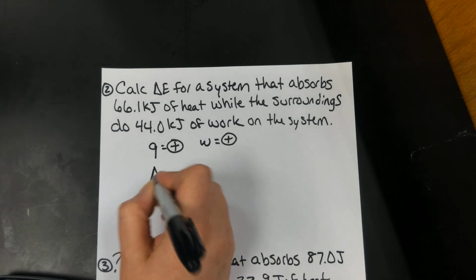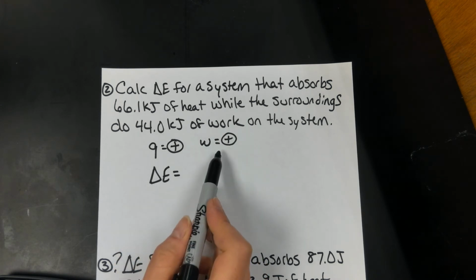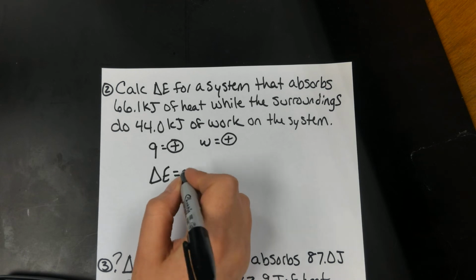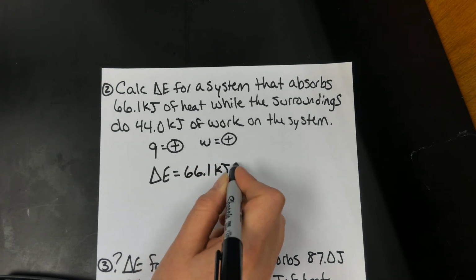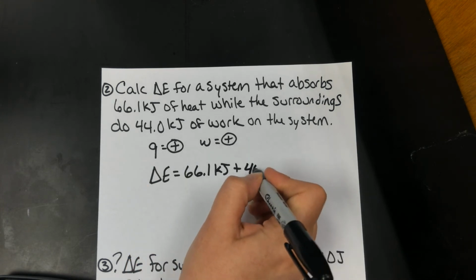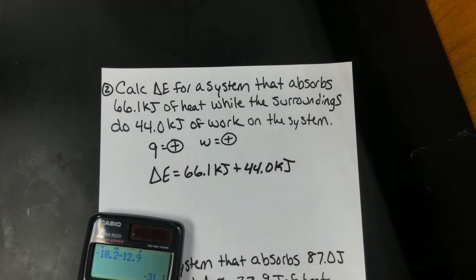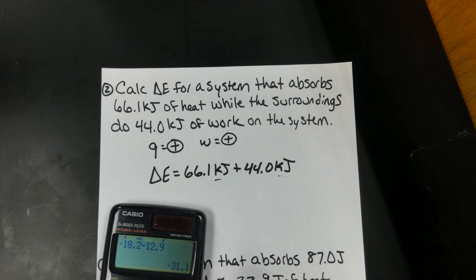So my delta E is going to be my Q plus my W, my Q term and my W term, and we just determined their signs, right? So it's going to be 66.1 kilojoules plus, and this is going to be positive as well, 44.0 kilojoules. So then you just have to combine those two. They're both kilojoules, right? So we can add them together.